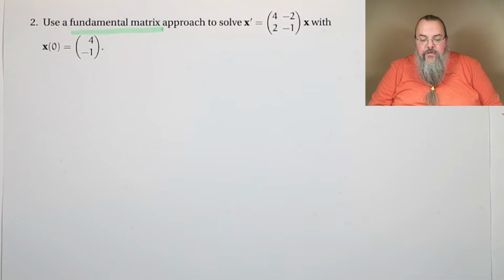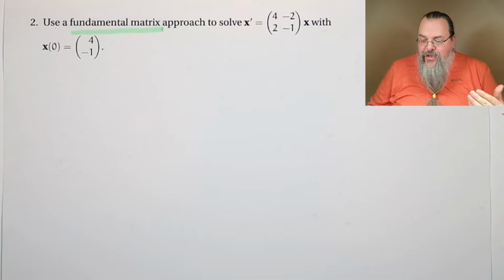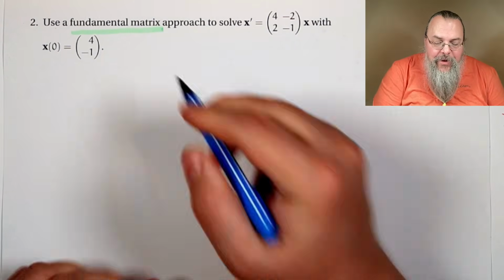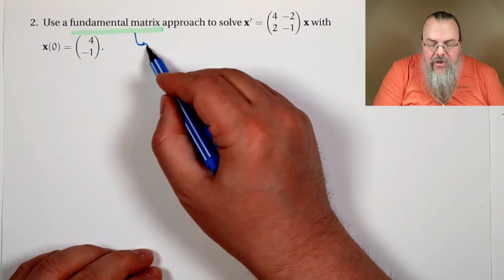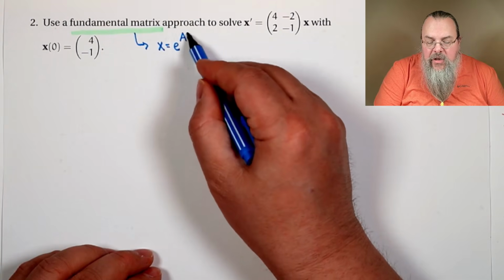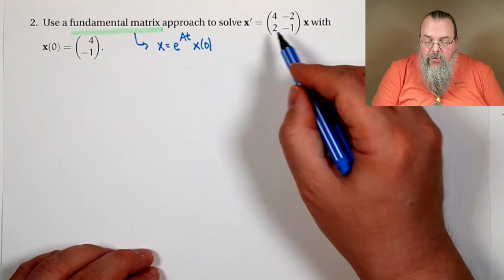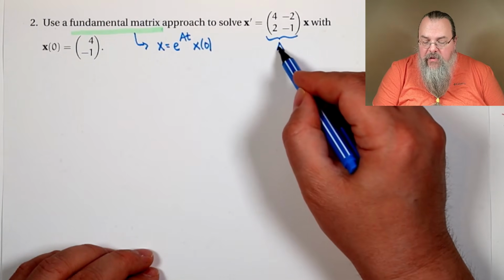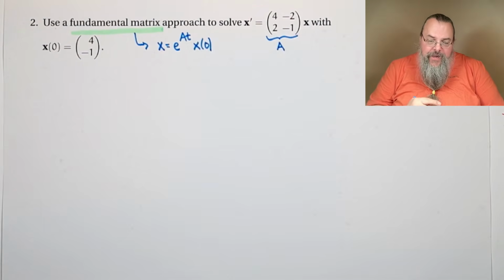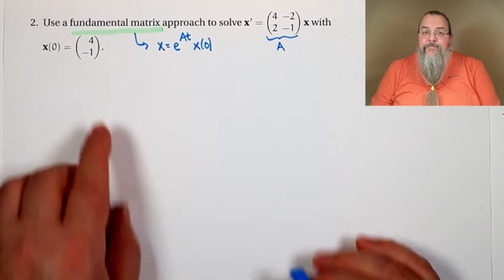Ultimately, when we're using a fundamental matrix with initial conditions, there's a really good fundamental matrix that we like. So if we're doing a fundamental matrix approach with initial conditions, our solution looks like e to the At times our initial condition x of 0, where this is our matrix A. So what's our plan? Find e to the At, multiply by [4, -1], life is good.